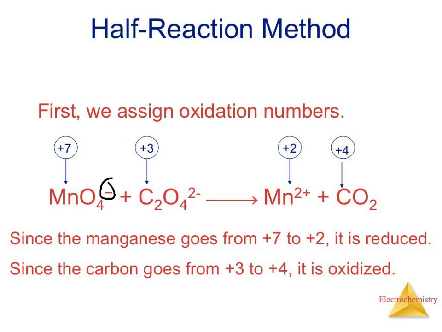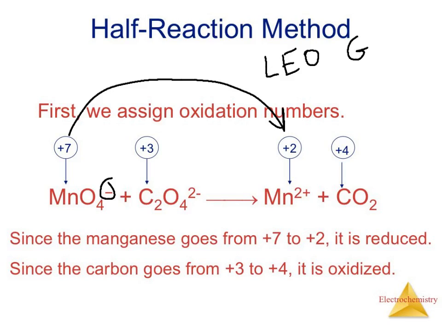And then you can figure out which ones are getting reduced and which ones are getting oxidized. The manganese is going from a 7 plus to a 2 plus, so it's getting reduced. Remember, LEO goes GER: lose electrons, oxidation; gain electrons, reduction. So the manganese is gaining electrons because its charge is being reduced. The carbon goes from 3 plus to a 4 plus, so that's the one that's being oxidized.